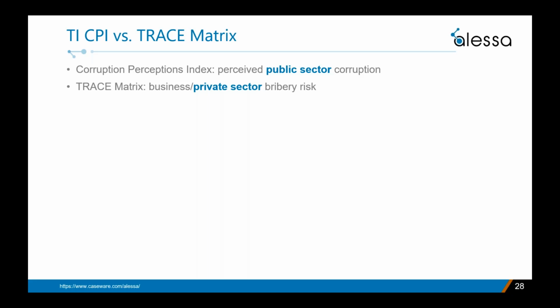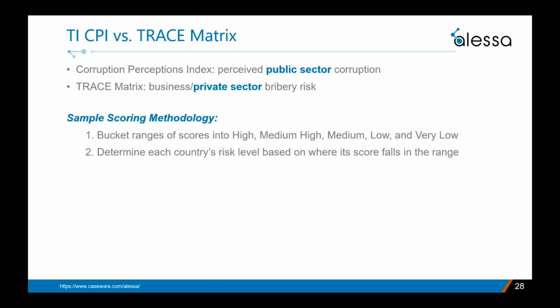So how might you go about incorporating this into a simplified country risk model if you're not just using the Basel Index? Well, one approach would be to just use their scores, except the problem with this is that they're opposite. The CPI goes from high to low, and the Trace Matrix goes from low to high based on risk. You could convert one of them, so both are equivalent if you're mathematically inclined, or you might want to do what I did, which is to bucket ranges of scores into categories of high, medium, low, and very low.